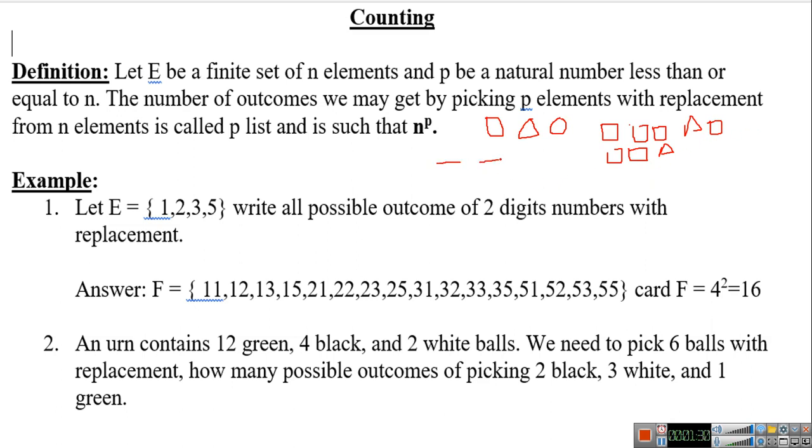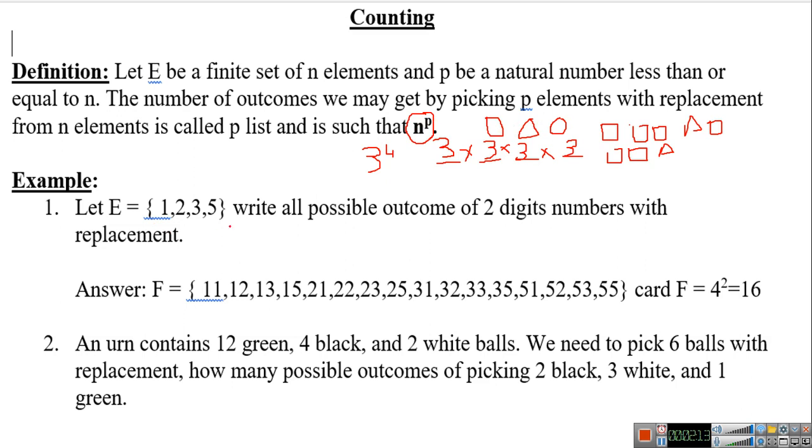So you ask yourself: for the first pick, how many choices? I can pick a square, a triangle, or a circle, so I have 3 choices. I return the shape and then pick another one. How many choices for the second one? It's also 3. For the third one, 3. Suppose I want to pick 4 times with replacement. So 3 times 3 times 3 times 3, which is 3 power 4. Here 3 is how many elements we have in the set, and the number of picks with replacement is P.